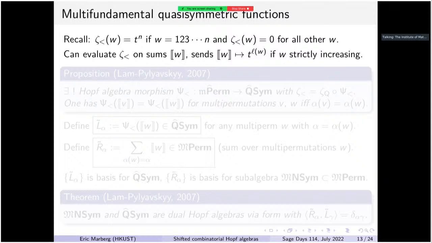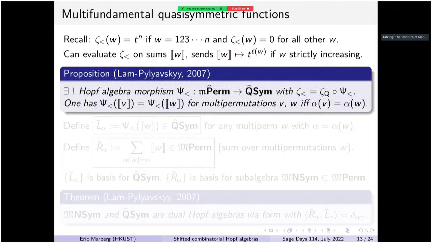So this is still going to send this sum to t to the length of w if w is strictly increasing, and otherwise to 0. And one can show that there's a unique Hopf algebra morphism from this larger Hopf algebra of multi-permutations to quasisymmetric functions satisfying this relation. And again, the images of v and w will be the same if and only if they have the same associated composition.